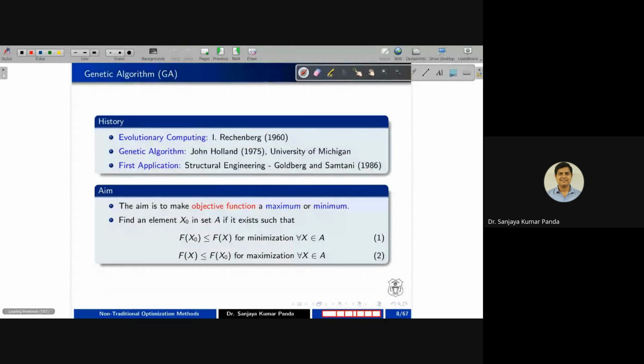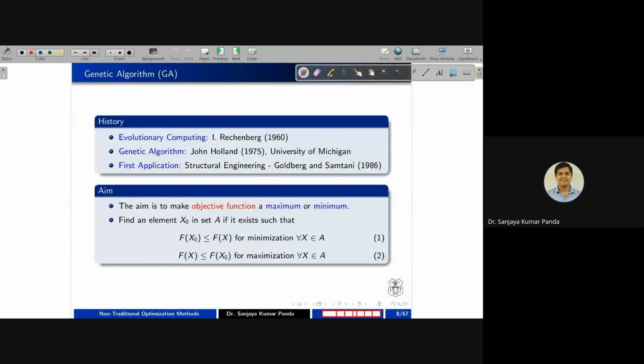Okay, so this is all about the introduction of various optimization algorithms. I'll now focus more on one of the popular algorithms, that is called the genetic algorithm. Evolutionary computing was started in the year 1960 by I. Rechenberg, and the first algorithm, the very famous genetic algorithm, was proposed by John Holland in the year 1975. He belongs to the University of Michigan, right?